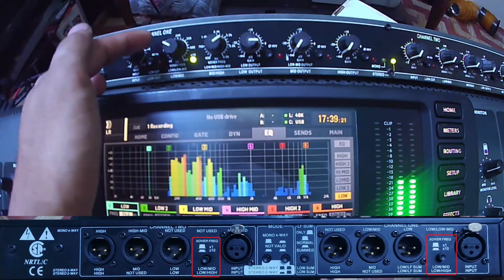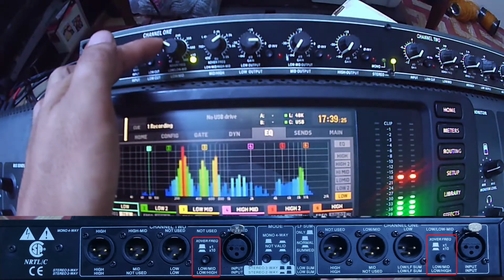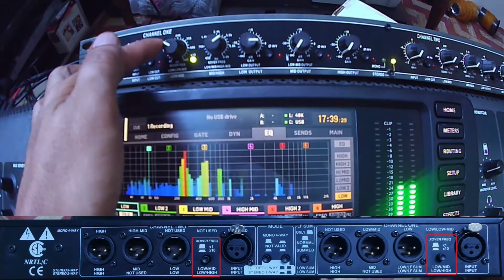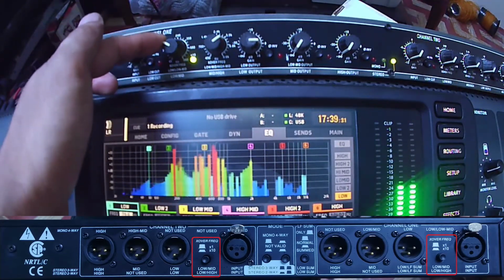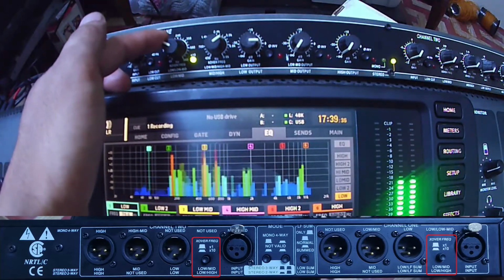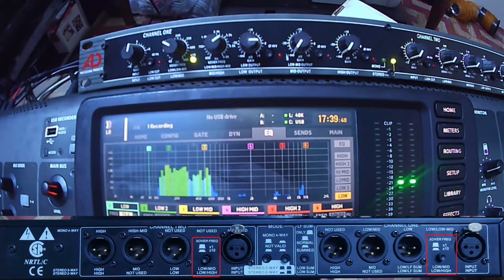If you can remember, we set the crossover frequency at 110 Hz. But since I switch on the button at the rear panel, it multiplies this crossover frequency by 10 times, which results to 110 times 10 is 1.1 kilohertz.